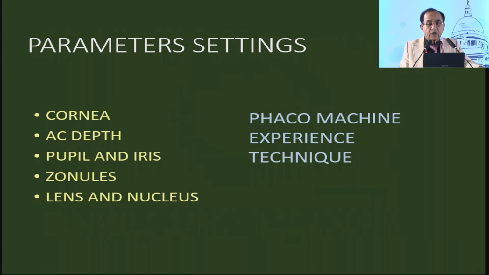When we talk of the parameter settings, that depends upon the cornea, anterior chamber depth, pupil and iris, zonules, lens and nucleus. There are no standard set guidelines that these are the only parameters you should use. Depending upon the case, if the chamber is shallow, probably you need lower parameters. If the iris is floppy, you need lower parameters. If the patient is myopic, probably you need a lower bottle height. So the parameter setting will be dynamic and depend upon the case.